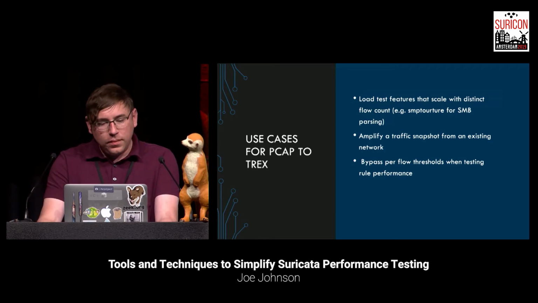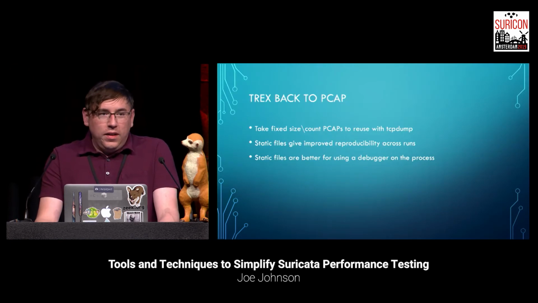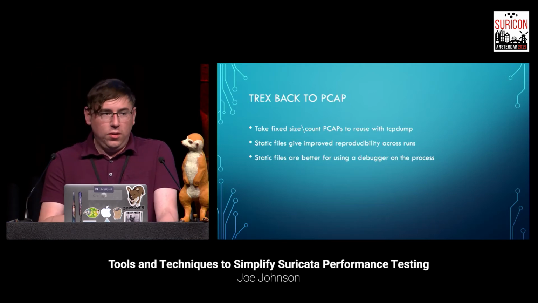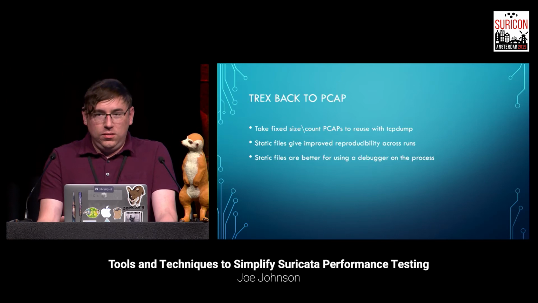That said, once you have a TRex configuration, sometimes it actually makes sense to go back and turn that back into a PCAP, now with the amplification of all the flows from the original PCAP. You can do that pretty easily by just running tcpdump on whatever sensor you actually have TRex pointed at.